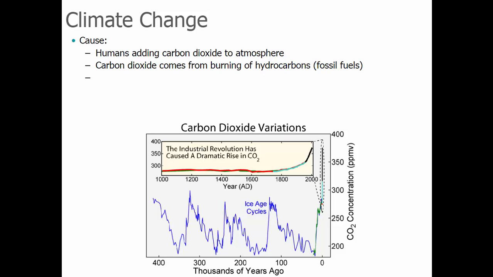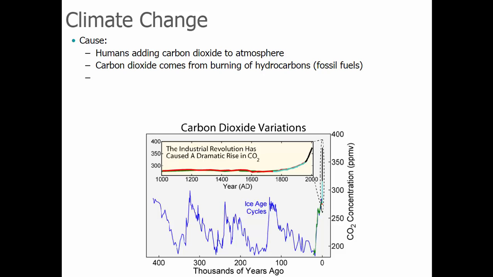So climate change is probably the biggest issue facing the Earth's population. Climate change is extremely important. It's changing rapidly, and it's changing because humans have been adding vast amounts of carbon dioxide to the atmosphere. Since when? Since the Industrial Revolution, basically.